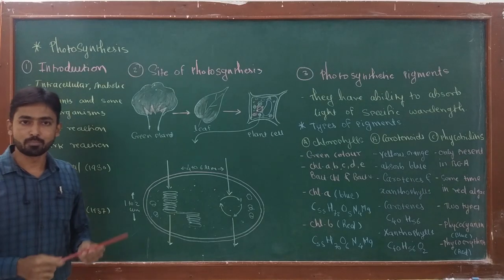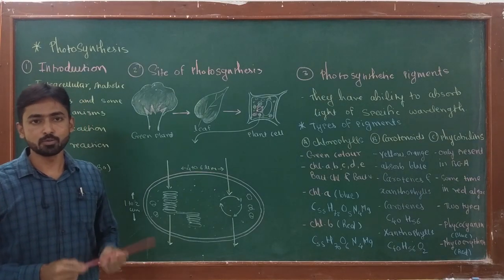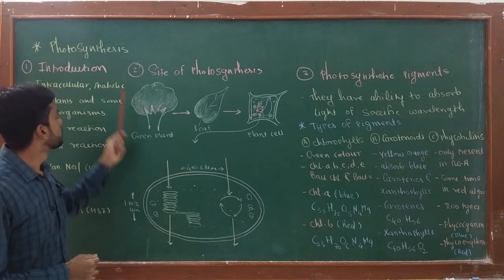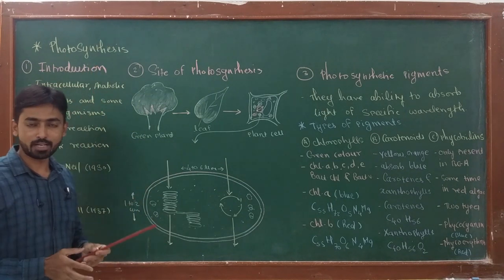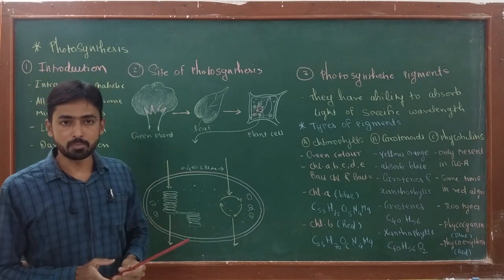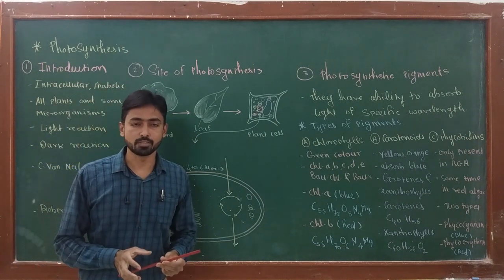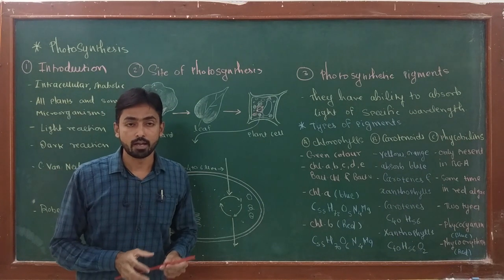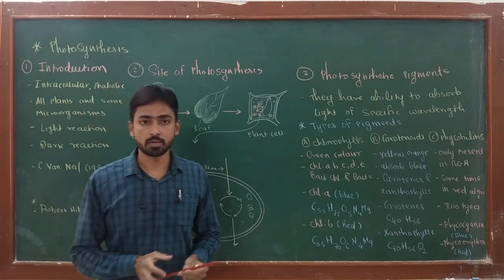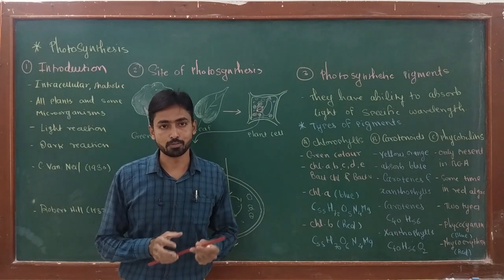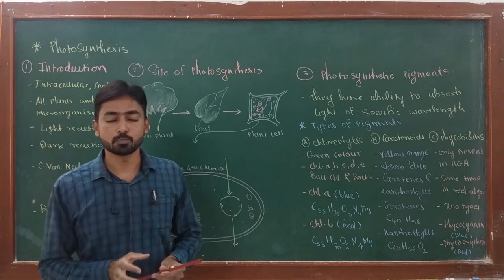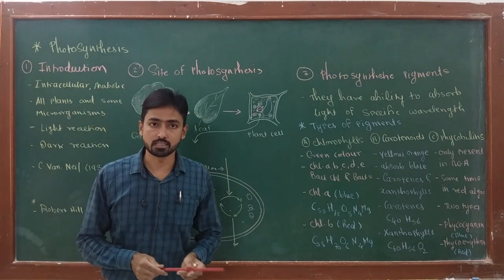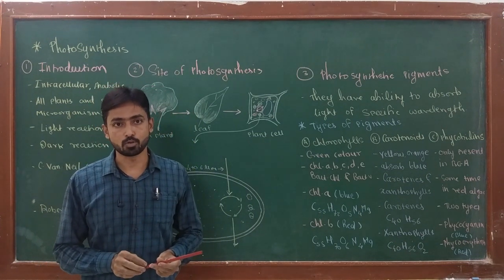Welcome back everyone. From this video, I'm starting a new series on the topic of photosynthesis. We know that this is the most important and significant process which occurs on the planet Earth that is responsible for life. The entire animal kingdom gets food from the process of photosynthesis, and this process mainly occurs inside the green plants and some microorganisms.